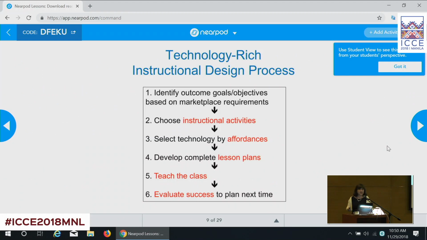So in the very thorough analysis of technology-rich instructional design, as you can see here, there are 6 steps, or stages, involved in this process, starting from identifying outcome goals and ending with evaluating success. If the chosen technology can be appropriately incorporated into the curriculum design, technology will fit seamlessly and not be a distractor for the student or for the teacher either.